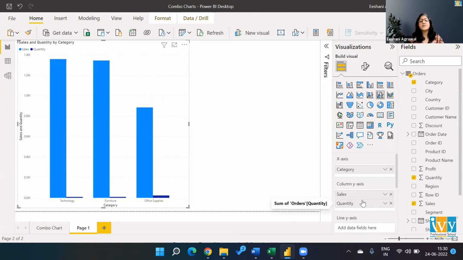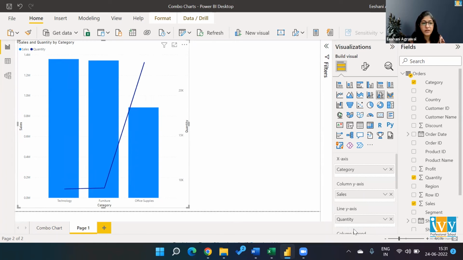Column y-axis means which series or which field you want to represent as a column. So let's keep the sales as it is. And the quantity, we are going to shift to the line y-axis. And as soon as I do that, now I can beautifully look at the line, which talks about the quantity, and the columns are representing the sales. So this is how you create a combo chart.